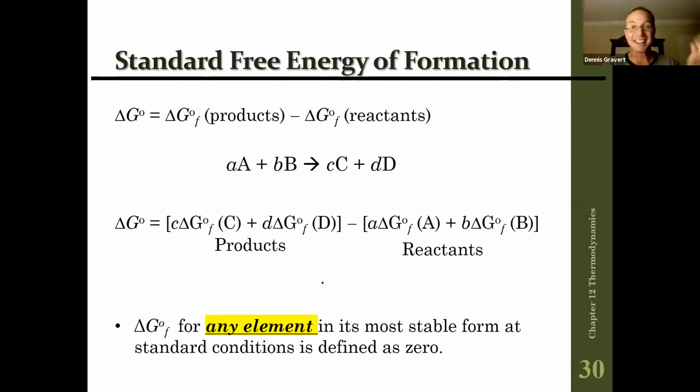Hess's law, we just did on the last slide. How do you calculate delta H? It's the products minus the reactants. Delta S, products minus the reactants. Now, delta G, products minus reactants. So there are tables. Let's show you. They're in your textbook.